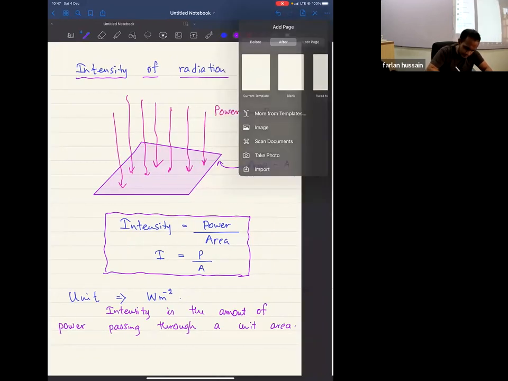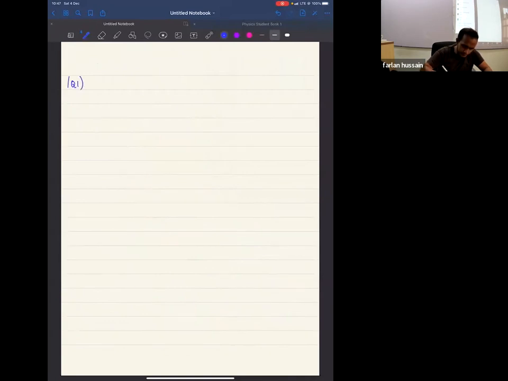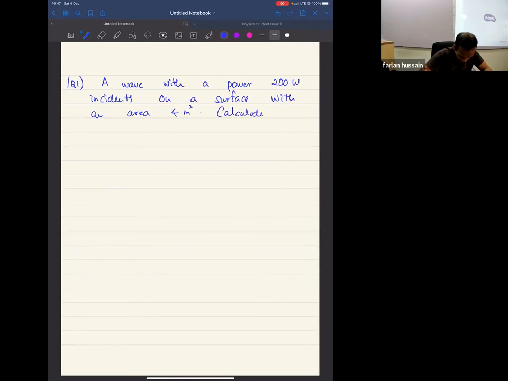Write down the question. A wave with a power of 200 watts incident on a surface with an area of 4 square meters. Calculate the intensity of the wave.